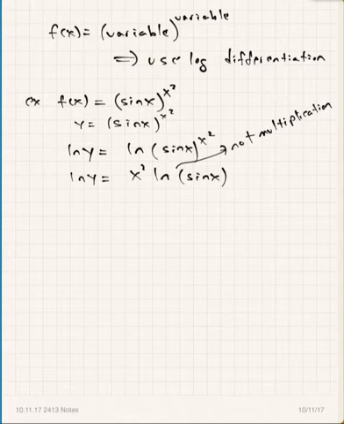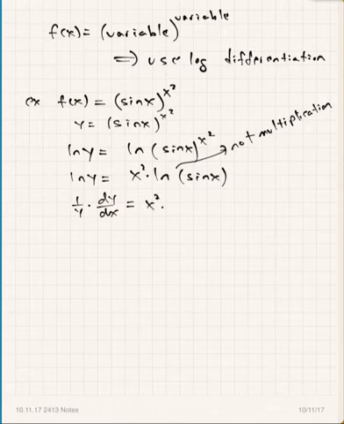So differentiate both sides. On the left side, you'd have 1 over y times dy dx. We've now seen that 4 or 5 times in the last 30 or 40 minutes. Right, we're differentiating the natural log of y. Equals, and on the right side, we would use the product rule, right? Because this is x squared times the natural log of the sine of x. So this would be the first factor times the derivative of the second factor. So the derivative of the natural log of sine x, right?